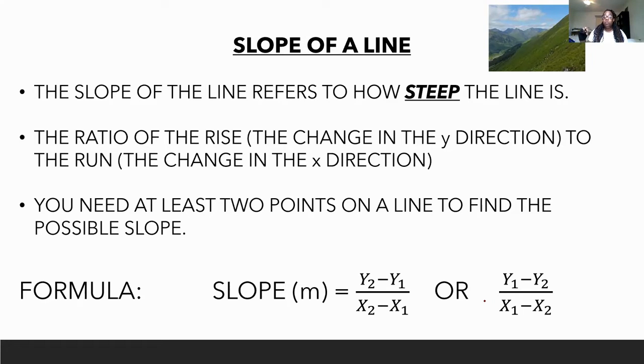The run is the direction of the x values. Are you moving to the left or are you moving to the right? So you need at least 2 points on the line to find the slope.